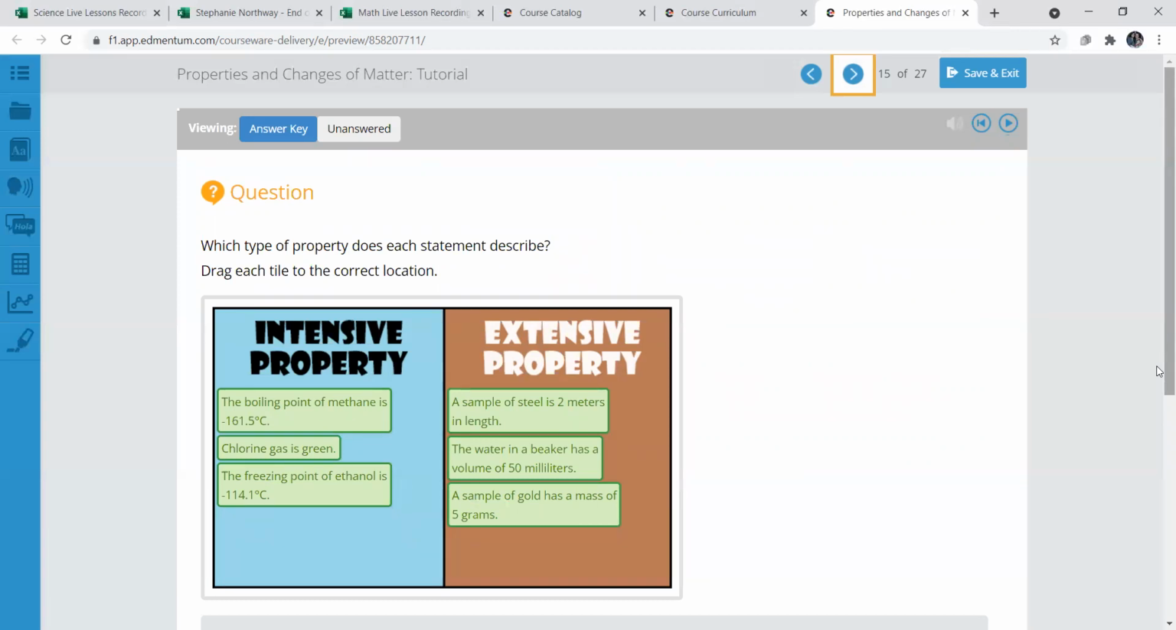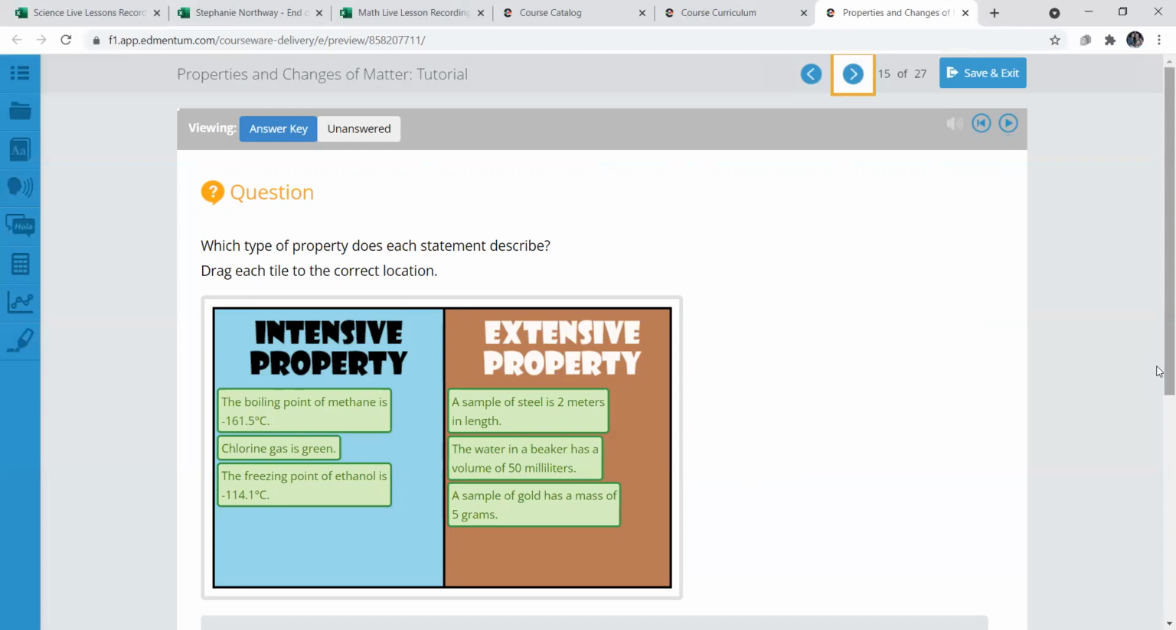Extensive properties. The sample of steel is 2 meters in length. That can change, because say you have a sample of steel that is 1 meter. It changes. The water in a beaker has a volume of 50 milliliters. Again, you could fill the beaker up to 40 milliliters, 20 milliliters, 0, something like that.